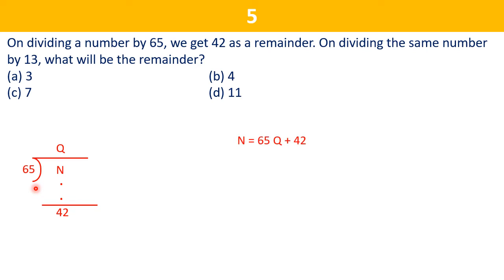Now the question is, if we divide the same number by 13, what will be the remainder? If we divide the number by 13, the first term, that is 65 into q, will be divisible by 13 because 65 is a multiple of 13. So 65 multiplied by something will also be a multiple of 13. So the first term is divisible by 13. Talking about the second term 42, it's not divisible by 13. So if we divide 42 by 13, we get remainder as 3. So if we divide the number n by 13, the remainder will be obviously 3. Option A is the correct answer.